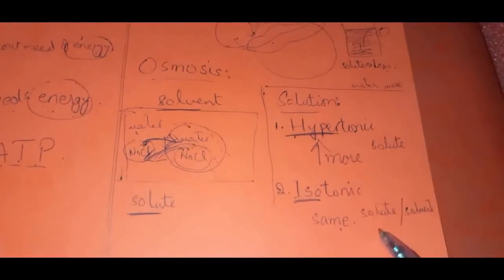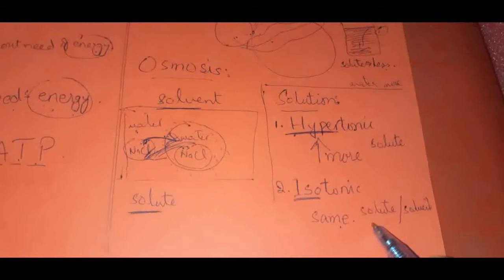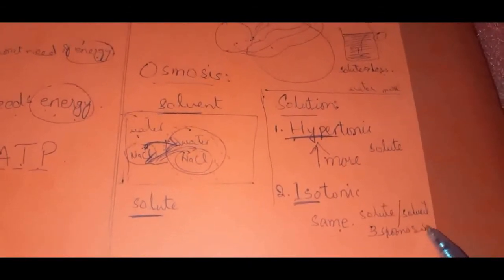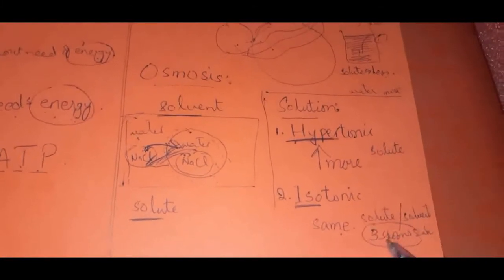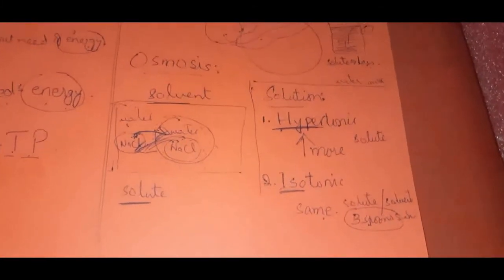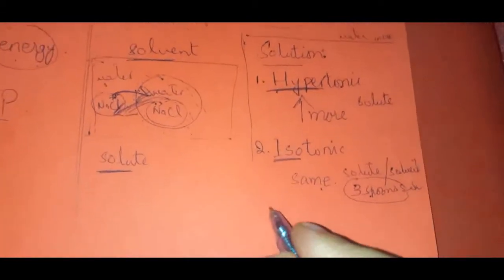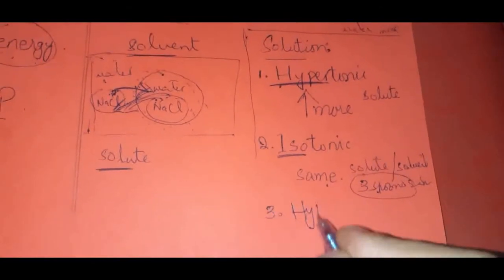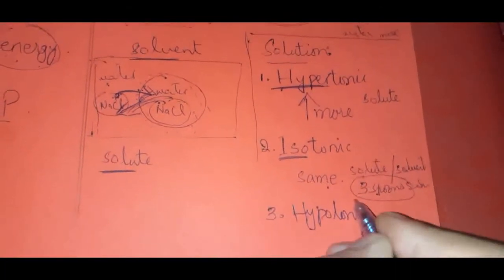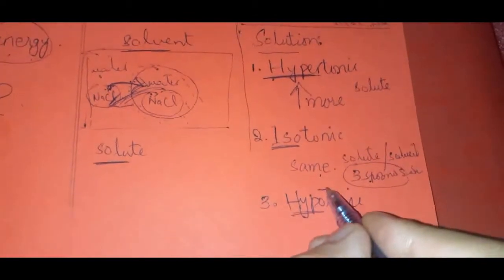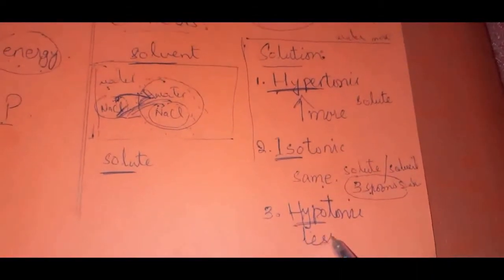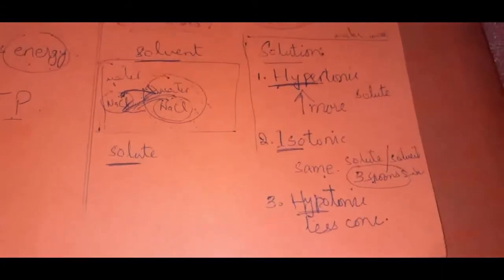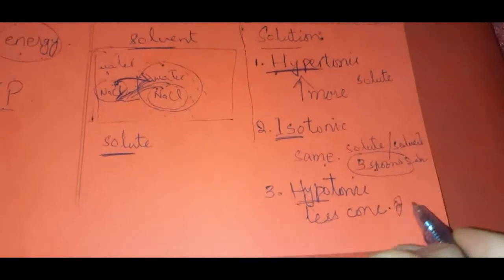That is, if there are 3 spoons of salt, there will be exactly the same weight of water, right? Okay. And then the third is hypotonic solution. Hypotonic solution means that there will be less concentration of solute.